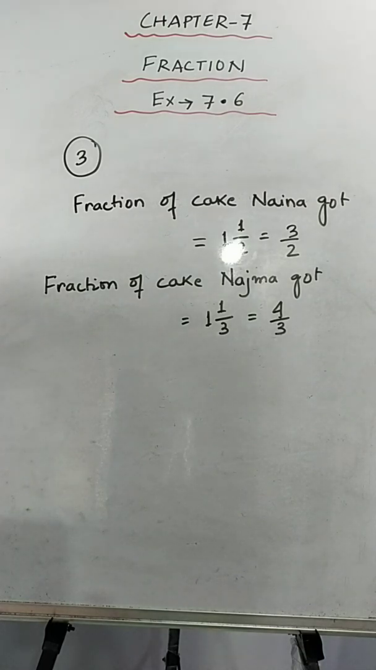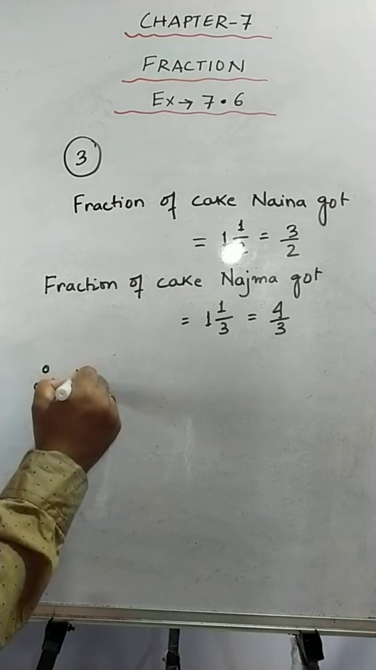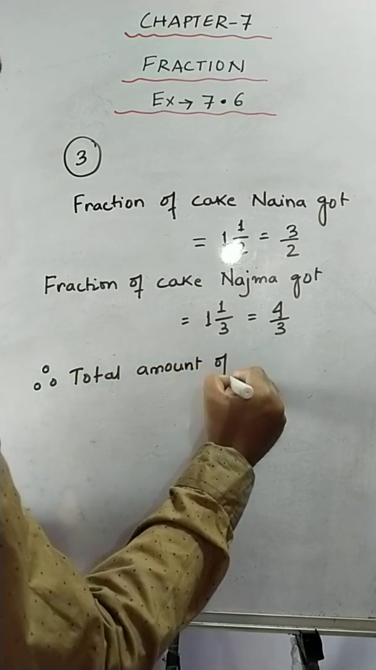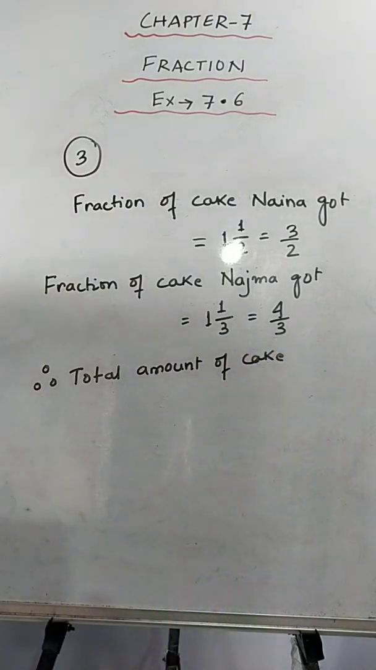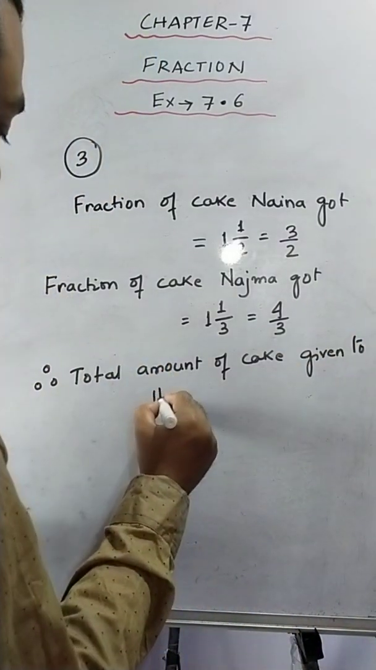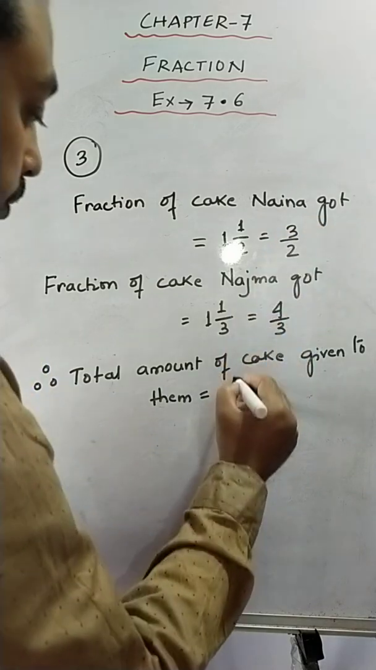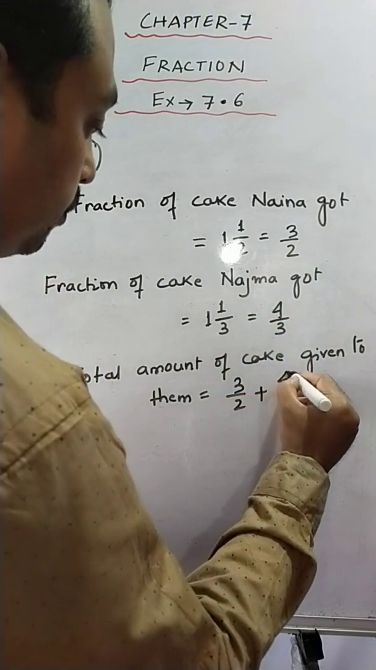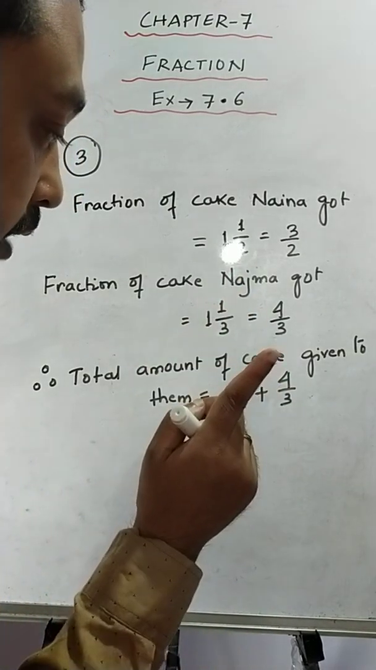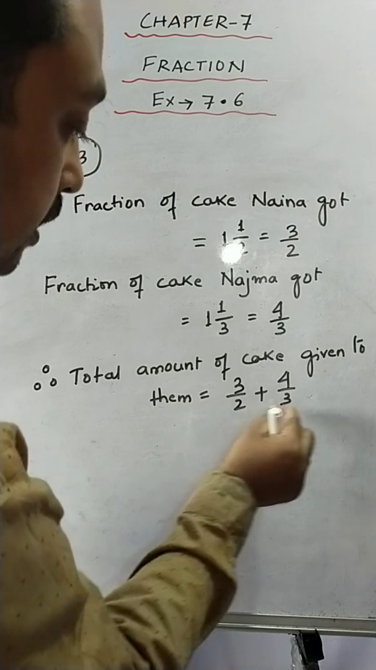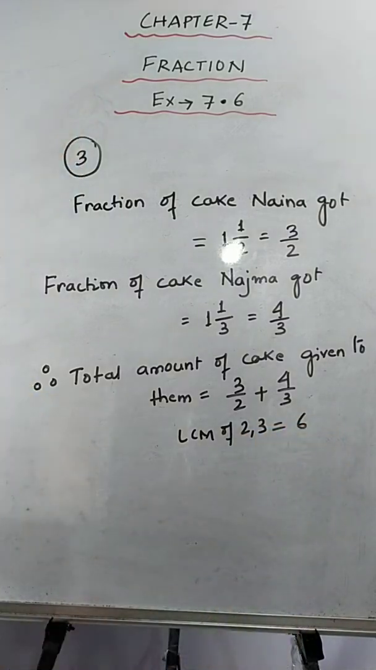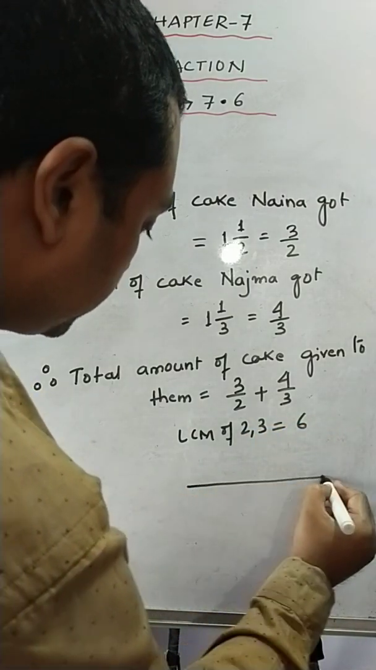Okay, now the total amount of cake. Therefore, you have to find out the total amount of cake given to them, isn't it? So that will be equal to 3 by 2 plus 4 by 3. Total means always we have to add. Now when we have to add, what is the first thing that we have to do? We have to find the LCM of the denominators. So the LCM of 2 and 3 would be what? 6, isn't it? So we'll write the LCM like this.